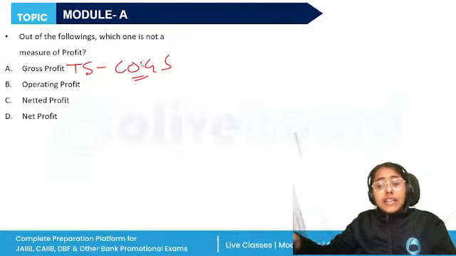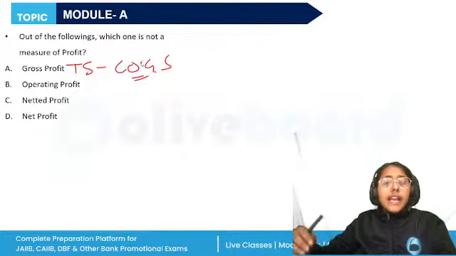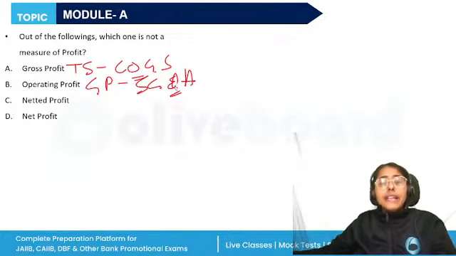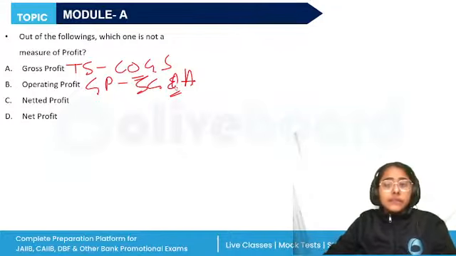Then we have the second line of profit, which is the operating profit, which we calculate by deducting from the gross profit the operating expenses. The operating expenses are also known as SG and A. These are the operating expenses like the selling, general and administrative costs.